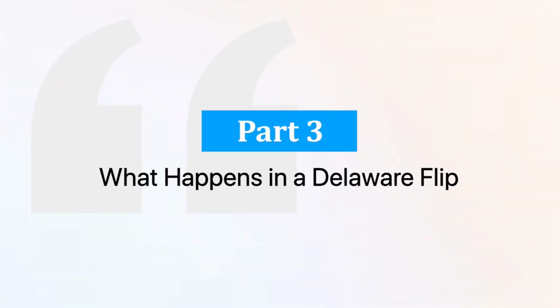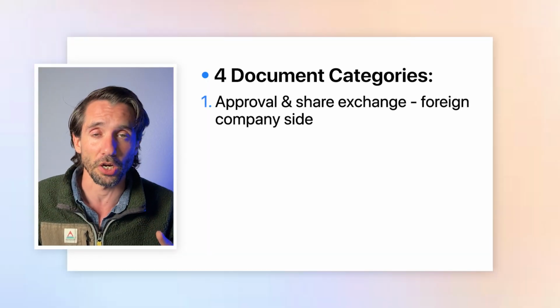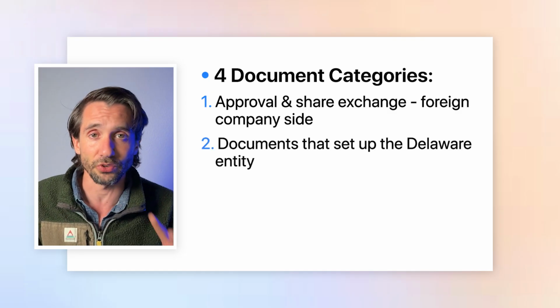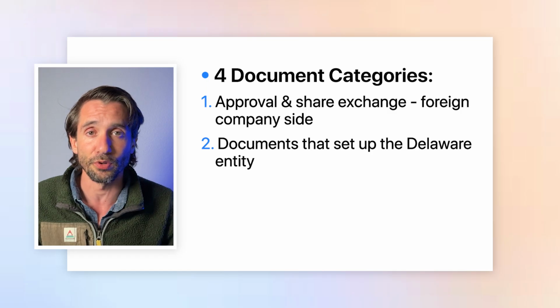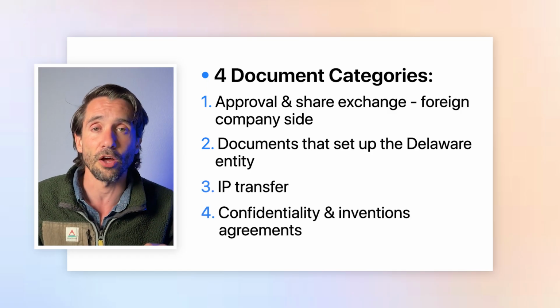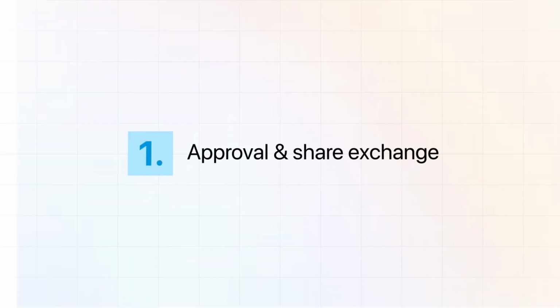What happens in a Delaware flip? Now, the flip involves a set of documents that fall into 4 categories. The first category is the approval and share exchange on the foreign company side. The second is the documents that set up the Delaware entity itself. The third is the IP transfer. And the fourth is the confidentiality and inventions agreements, which are the ones that investors look at closely in due diligence. Let's start with the approval and share exchange.